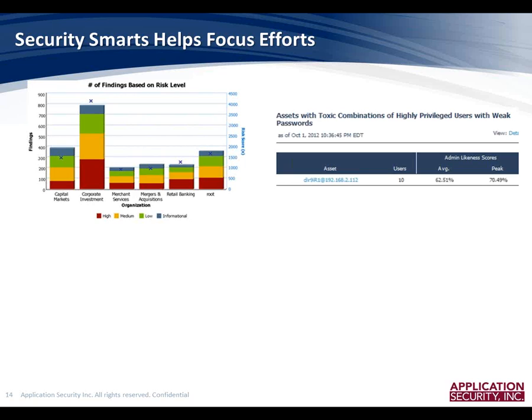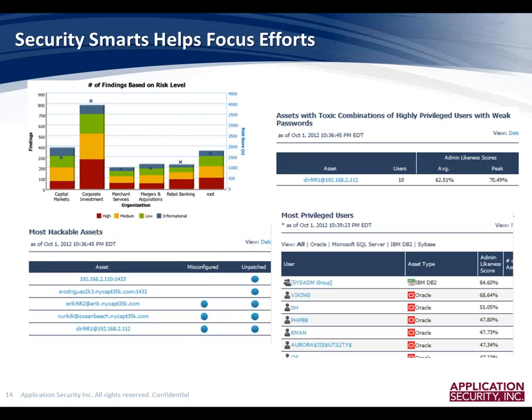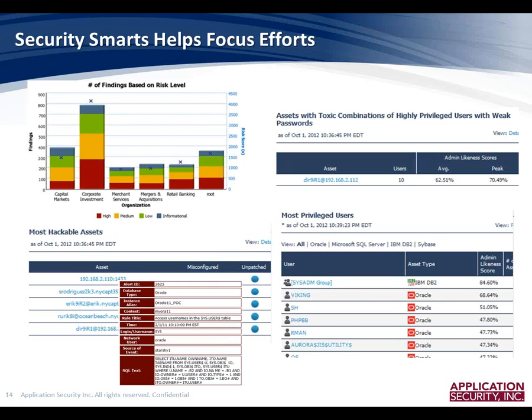Examples of toxic combinations, such as highly privileged users with weak passwords, which are powerful accounts that can be easily hacked, or toxic combinations where there are database targets that have security misconfigurations that include missing security patches. The highest privileged database accounts, users that closely resemble administrators but are not, and real-time alerts that can trigger automatic incident responses.